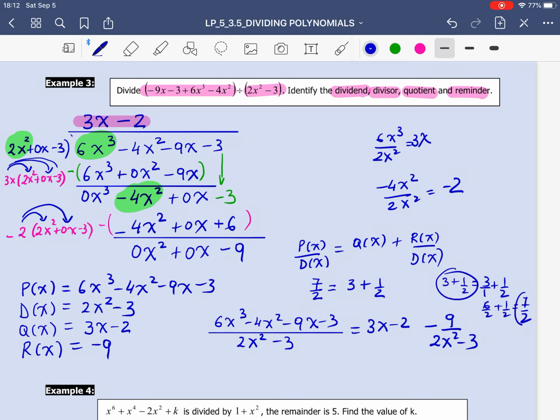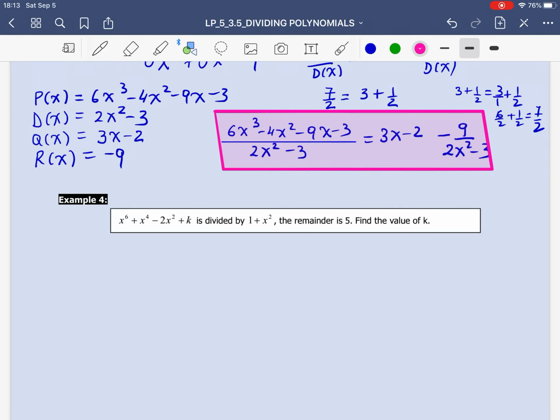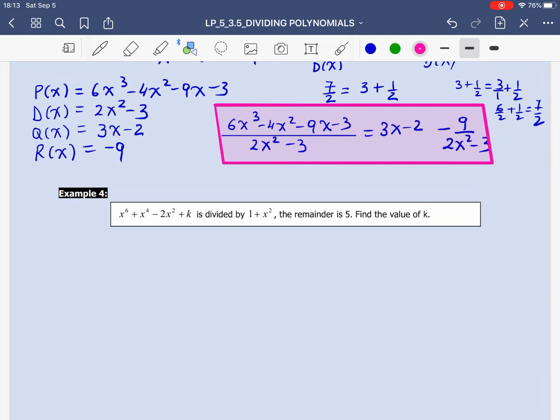So you see how this side becomes this one here. Okay? So here is our division statement, which we are going to celebrate by boxing it up. All right. So in the next example, we are taking the polynomial division a little bit further, and we are trying to figure out a missing coefficient when we know what the remainder is. So let's get started.